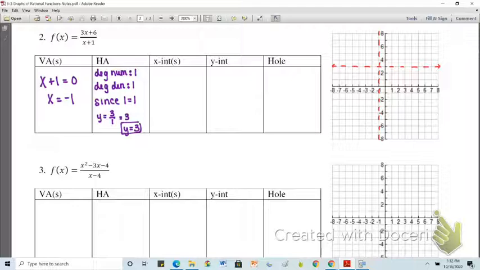Next, we do x-intercepts. Here we set the numerator equal to 0. So that's 3x plus 6 equals 0. 3x equals -6, and x equals -2. We will now put that as a point. So it's -2, 0, and we'll put that point on the graph.